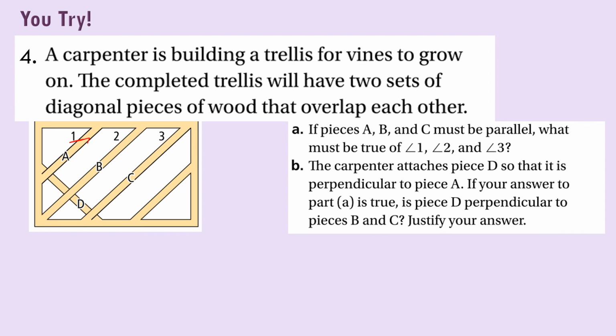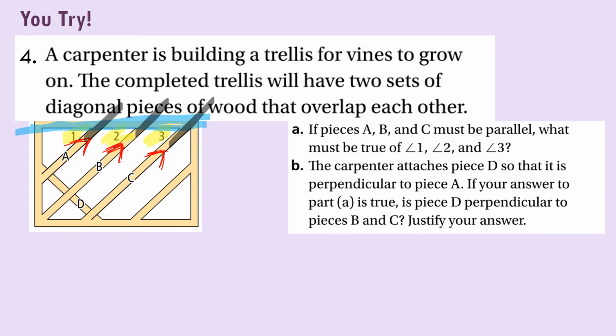So pieces A, B, and C are parallel. And I'm going to draw in those symbols there just so it helps me out more. Angles 1, 2, and 3. So angle 1 is here, angle 2 is here, angle 3 is here. If all of those lines are parallel, what could be true about those angles? Now, think back to multiple lines on a transversal. This line here would technically be our transversal, right? And then these other lines would extend out like this.